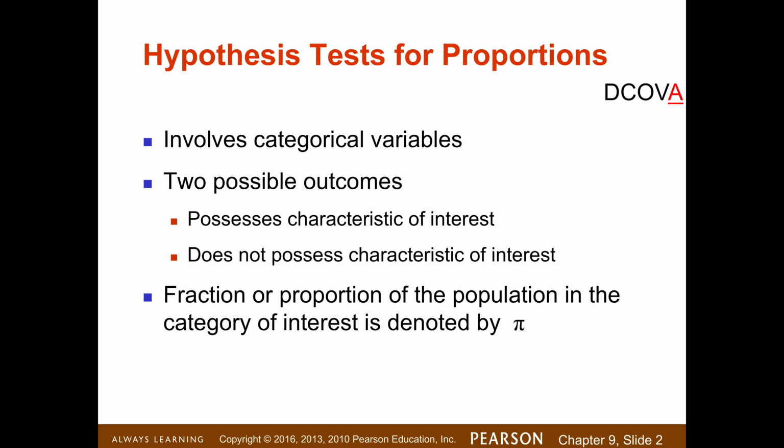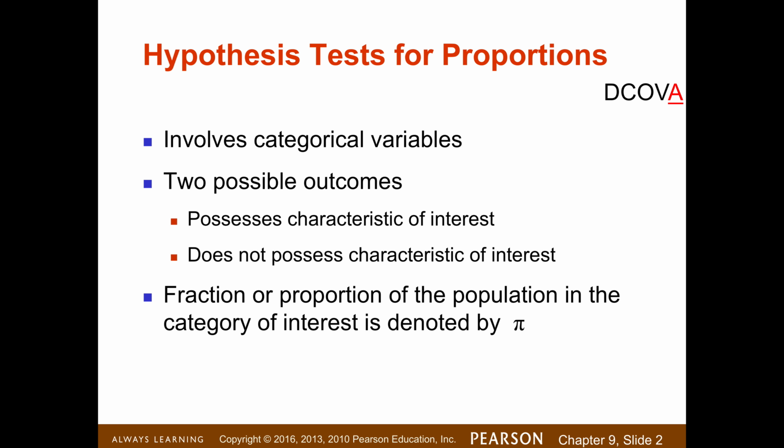So anyway, it has two possible outcomes. It has the outcome that possesses the characteristic of interest, and the other is the opposite of that, the characteristic that's not of interest. So again, if we talk about ACTs of 28 or higher versus ACTs of 27 or lower, that again is the way it's presented as a categorical variable.